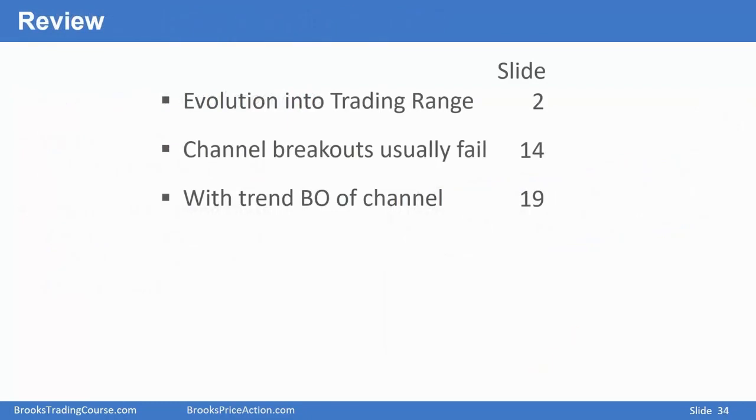In this video, I talked about the evolution of channels into trading ranges. I made the point that 75% of channel breakouts up or down fail, usually within 5 bars. However, 25% of the time, you'll get a bull breakout above a bull channel or a bear breakout below a bear channel, and then the market cycle starts over again. Breakout, new channel, and then trading range.